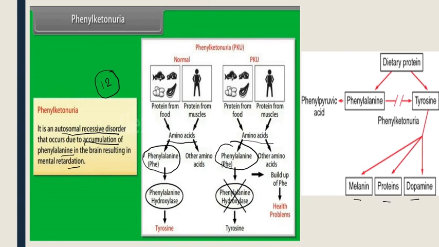Phenylalanine won't be converted to melanin. Phenylalanine cannot be converted to dopamine. Okay, there is deficiency of dopamine. And then there is accumulation of this phenylalanine in the body, in the brain, and it causes mental retardation and many different types of diseases. So this is one gene causing so many different types of traits. Thus it is also an example of pleiotropy.